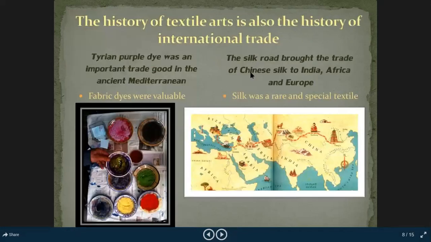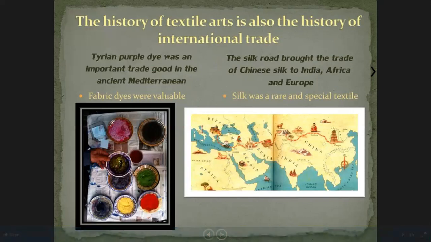The history of textile arts is also the history of an international trade. The Tyrian purple dye was an important trade good in the ancient Mediterranean, and the Silk Road brought that trade of Chinese silk to India, Africa, and Europe. So fabric dyes were valuable.